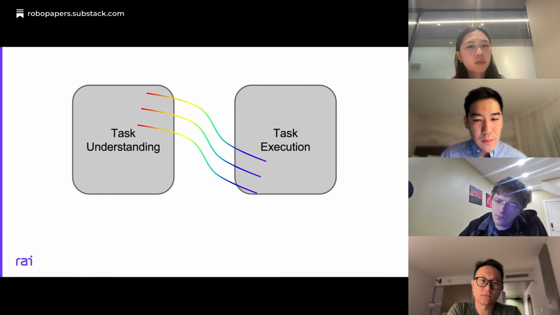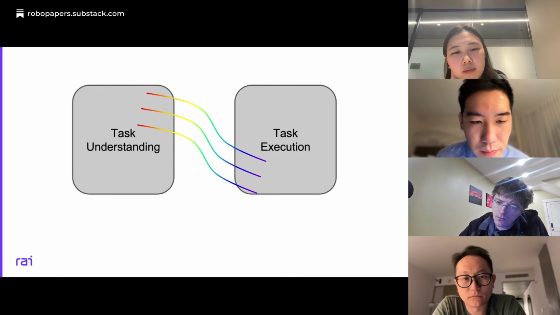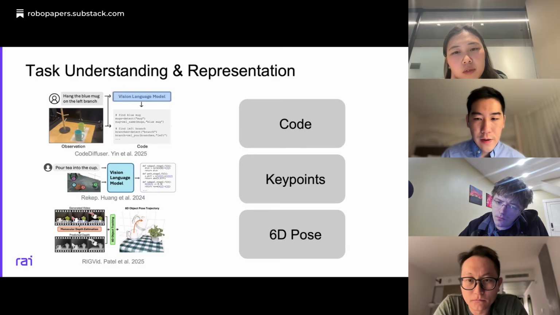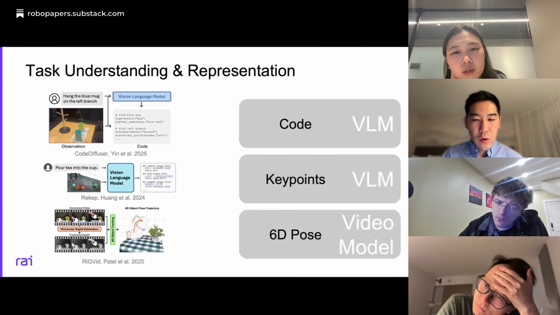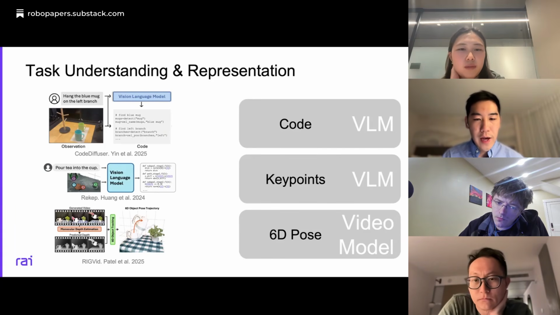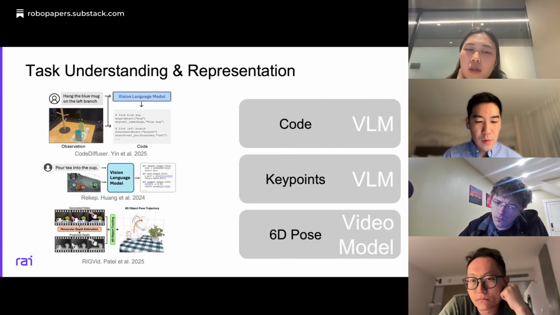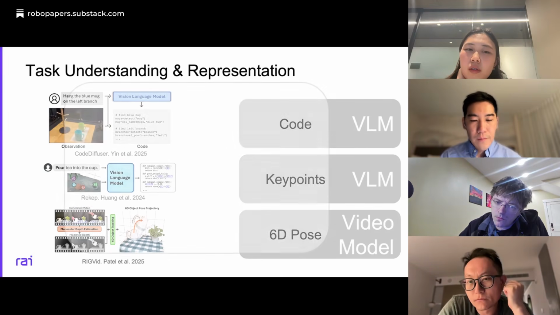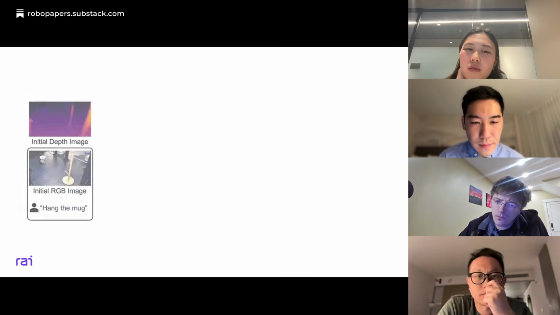Here we use 3D flow as an intermediate representation between task understanding and task execution. The works I talked about all use foundation models like VLMs or video models and achieve their tasks zero shot. So the key question we want to ask in NovaFlow is, can we also generate flow zero shot? Here I want to first introduce our pipeline.